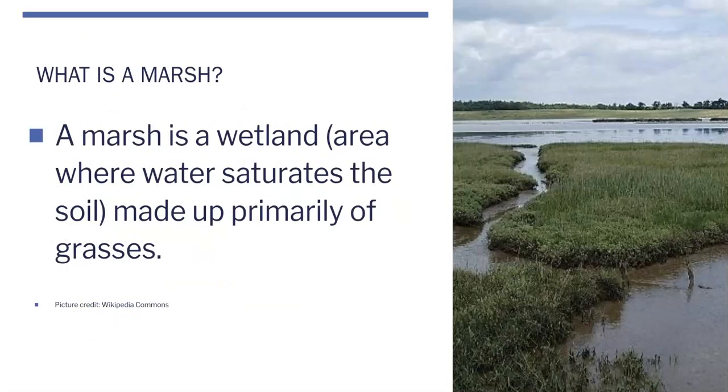This one is a marsh. So a marsh is a wetland, and the definition of a wetland is an area where water saturates the soil, and the marsh is primarily made up of grasses. So we have different types of wetlands. A marsh is a wetland with mostly grasses. Again, pause as you need to.